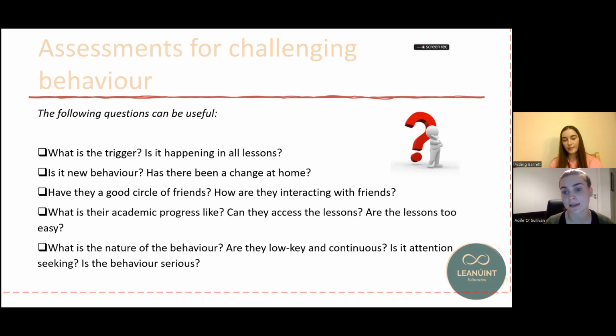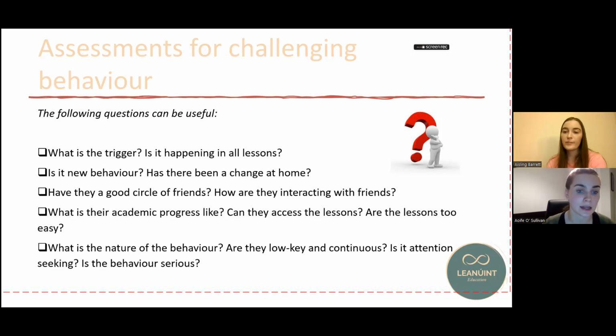And it's important as SCT that you discuss with the class teacher and with previous teachers and with the child's parents how this has been progressing. So have they had these difficulties before? Have they had difficulties accessing lessons in the past? So that you can figure out how to support them appropriately.